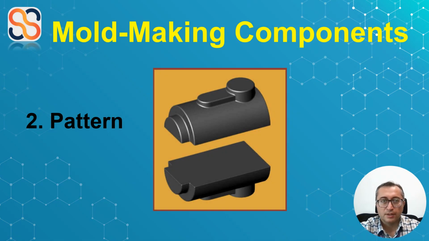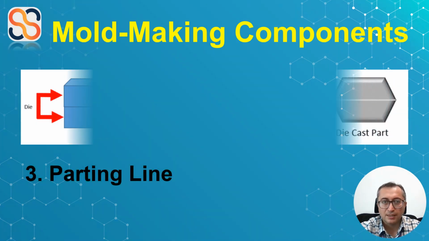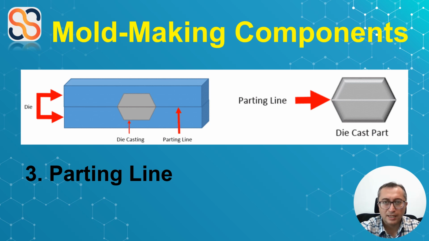Number two, pattern. Think of this as a replica or a model of the final object we want to make. It helps create the mold cavity. Number three, parting line. This is the line that separates the two molding flasks. It is where they come together to make the mold.